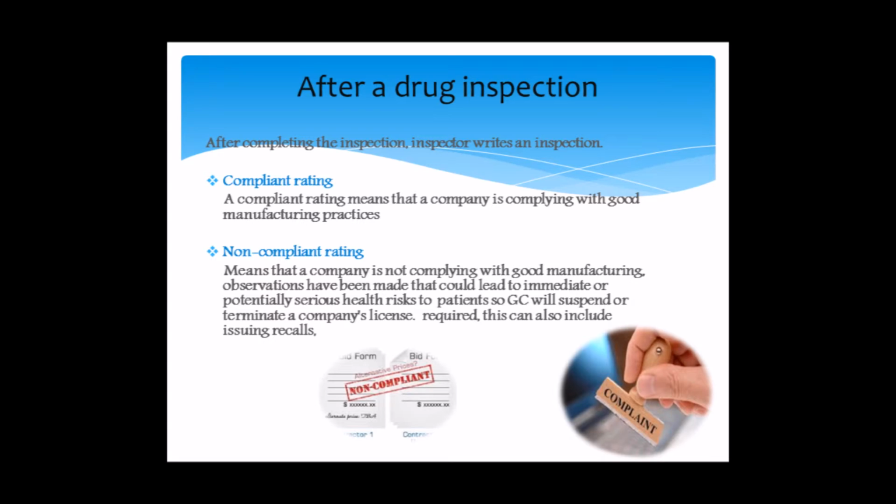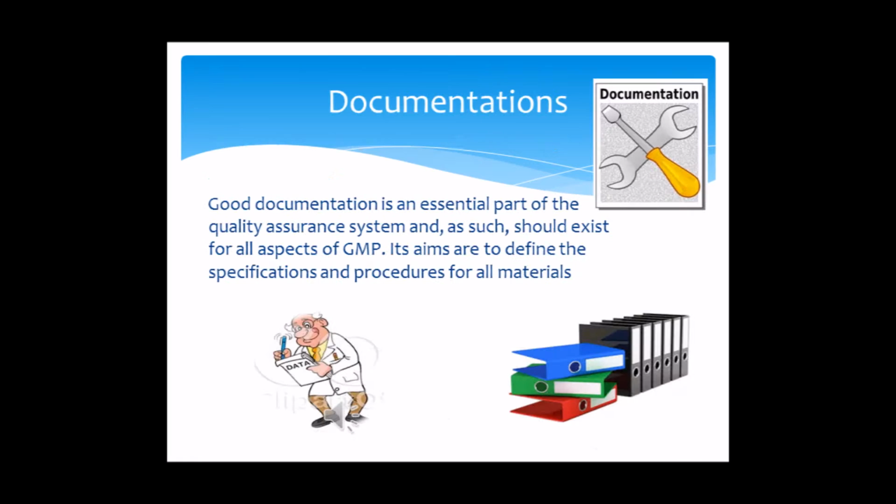After completing a drug inspection, the inspector writes an inspection rating. A compliant rating means that a company is complying with good manufacturing practice. A non-compliant rating means that a company is not complying with good manufacturing practice. Observations have been made that could lead to immediate or potentially serious health risk to patients, so the GC will suspend or terminate a company's license.